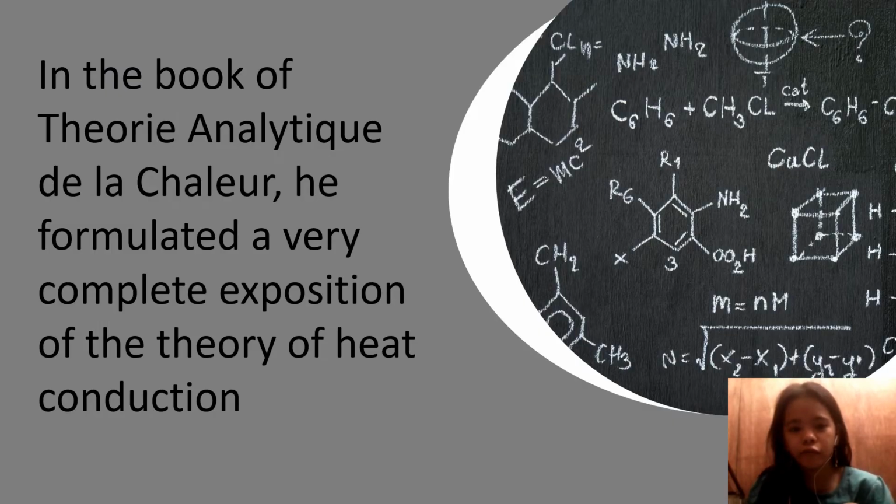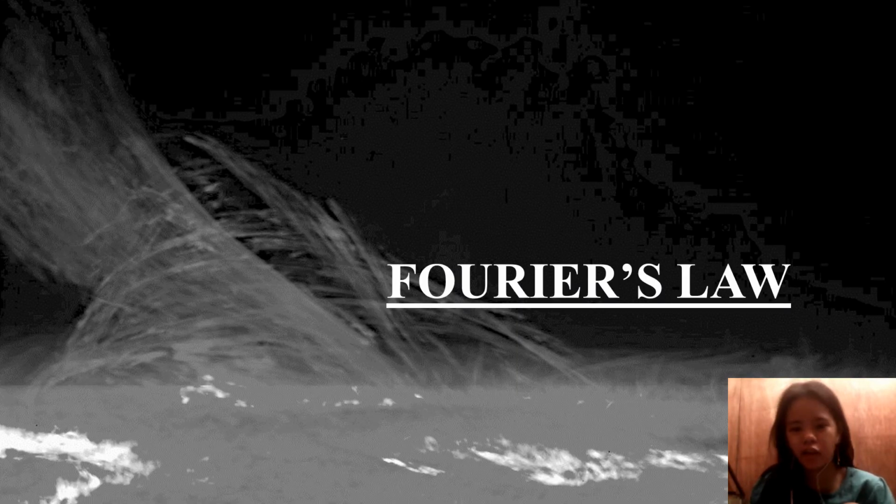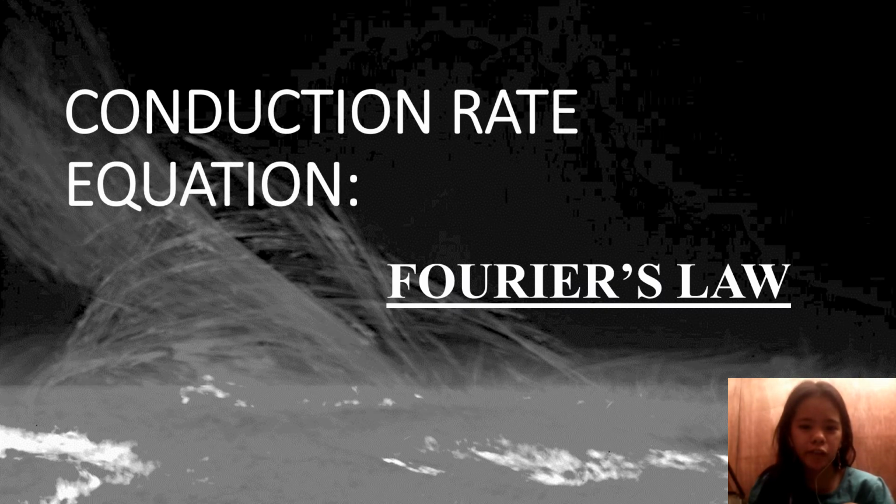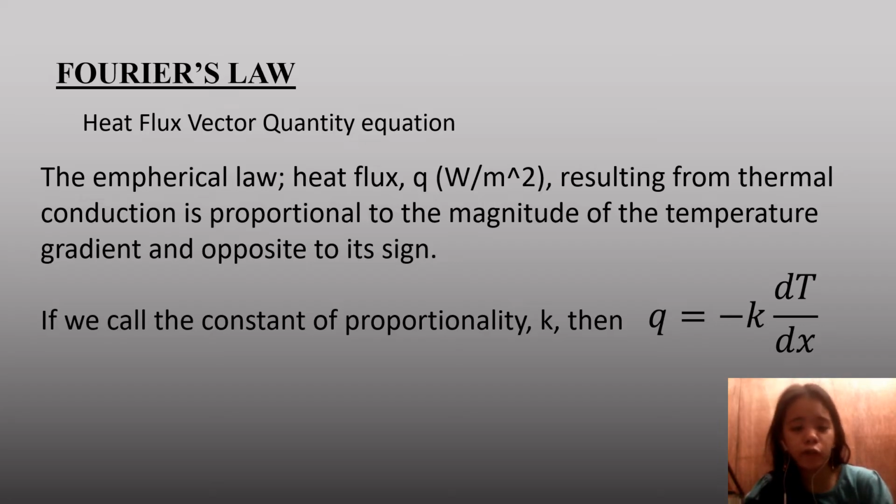In the book Théorie analytique de la chaleur, he formulated a very complete exposition of the theory of heat. This is Fourier's law, the heat flux vector quantity equation. The empirical law states that heat flux q, in W/m², resulting from thermal conduction, is proportional to the magnitude of the temperature gradient and opposite to its sign. If we call the constant of proportionality k, then q is equal to negative k dT over dx.